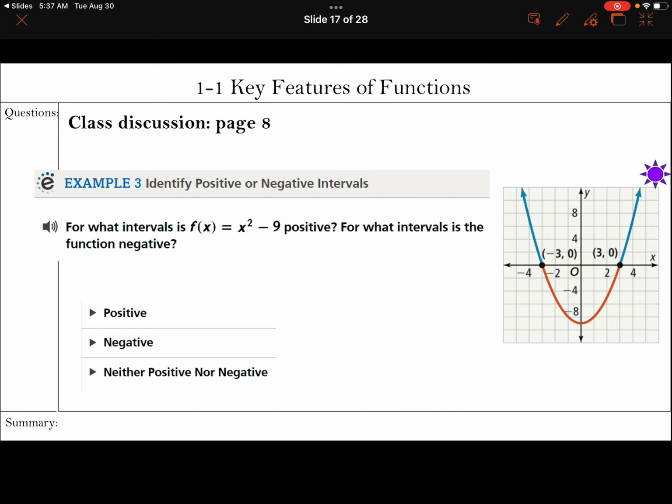If you look through your book, it should tell you when it's positive, when it's negative, and when it's neither. Alright? So pause this video, I guess, and look through your book. Then write it down on your notes.